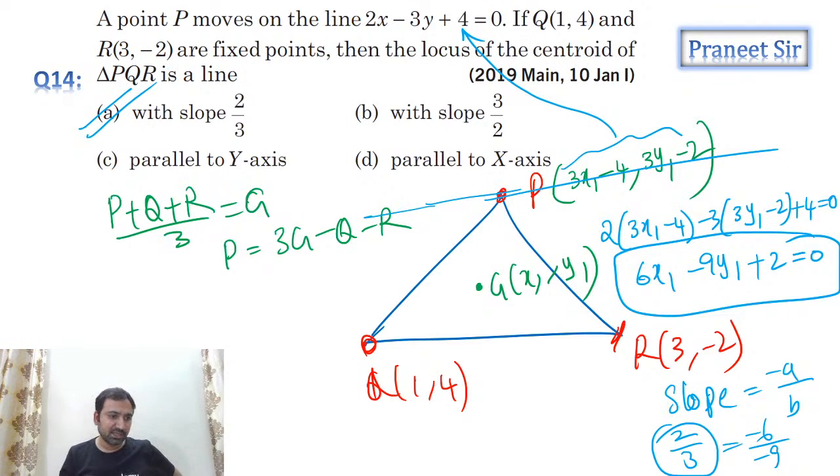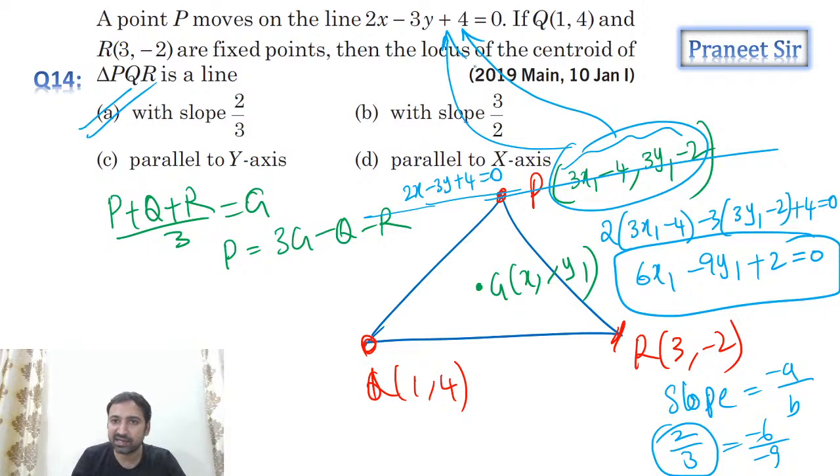Correct now? Any doubts still here? Anyone has any doubts how I calculated? I am assuming that the centroid is x1, y1 because we need to calculate the locus of x1, y1, that is, the locus of the centroid. If the centroid is given, then I can calculate P in terms of x1, y1, and as P is lying on the line 2x minus 3y plus 4 equals 0, I just substituted this point on the straight line and got the locus of P. I calculated the slope of this and got 2 by 3.